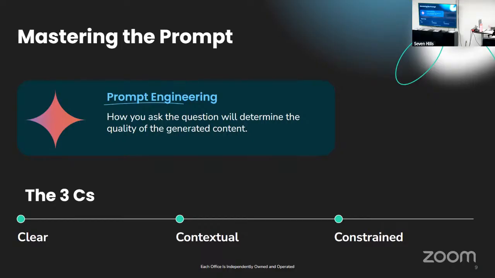And then constraint. So tell it what you don't want or set boundaries. Similar to what we said in Tanner's example, we said avoid real estate jargon. Don't make it real estate heavy. We don't want to confuse the average reader of this newsletter. And then again, you could say, keep it under 150 words.